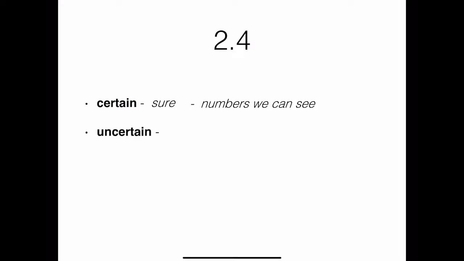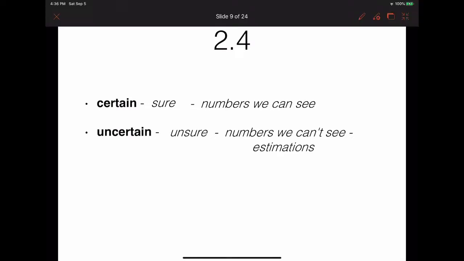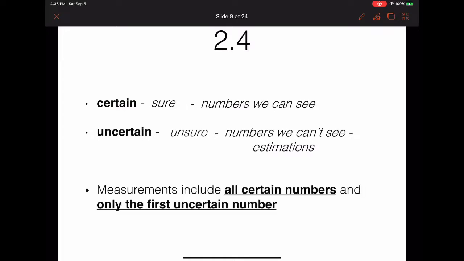An uncertain number, just like if we're certain about something we're sure of it, is something we're unsure about. We're not totally clear on it. We can't necessarily see it. And if we can't see a number, then we have to estimate that number. So regardless of whether it's a certain number, one we can see, or an uncertain number, one we have to estimate, it's important to remember that all measurements include all certain numbers and only the first uncertain number. We can't estimate out too many digits because we can only estimate that first number that we can't see.